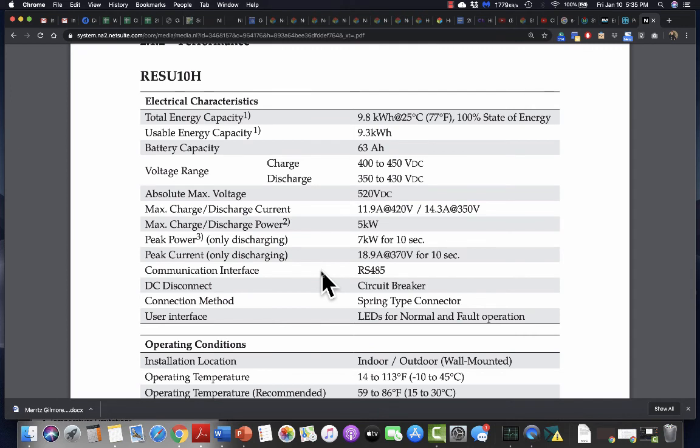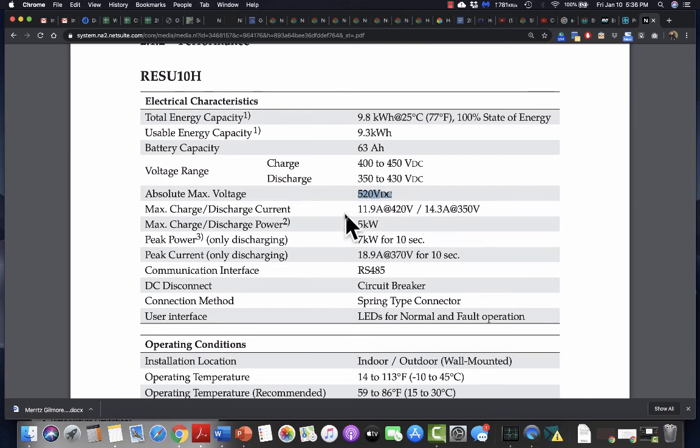Now we could see some of the characteristics of this device. Even though it was a 9.8 kilowatt hour battery, you can only use 9.3 kilowatt hours because they're not going to cycle it down that far. This particular one is also what some people would consider a high voltage battery. We could see it goes up to 450 volts here. It goes down to 350 volts as it's operating, charging and discharging. However, the absolute maximum voltage, which I would use for my maximum voltage ever, if I was doing a calculation for this energy storage system, would be 520 volts.